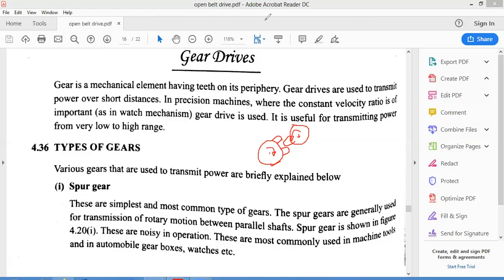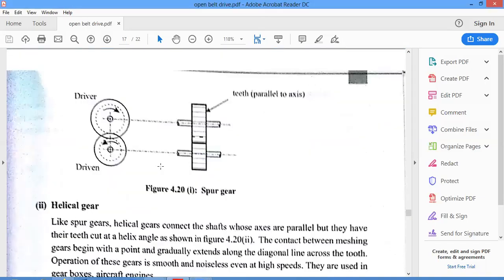In this case, we have different types of gears. The first is a spur gear. We have one gear shown over here and another gear over here, where these two teeth mesh in this region. There's a driver shaft and a driven shaft, and on each shaft one gear is fixed.